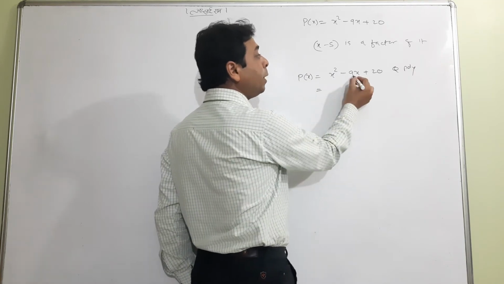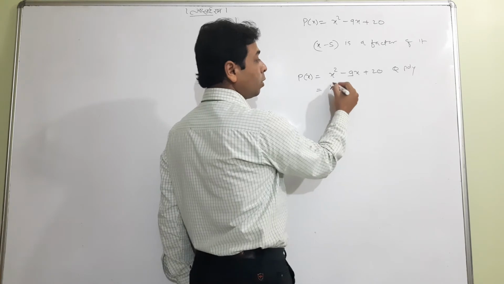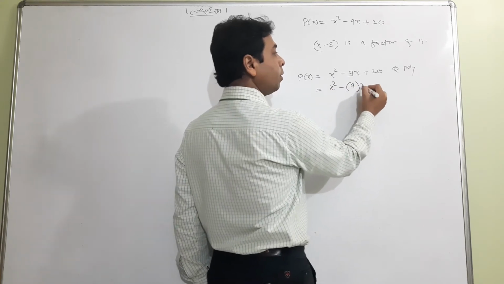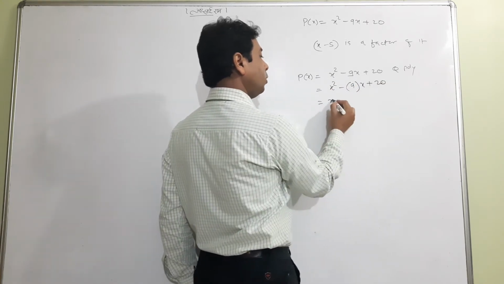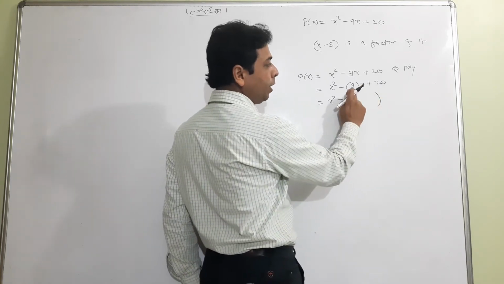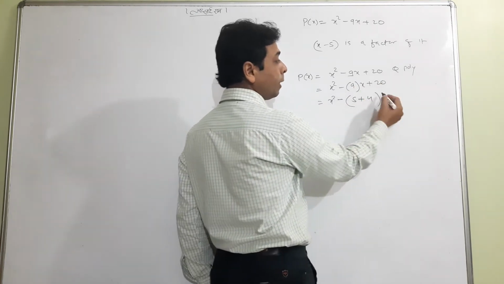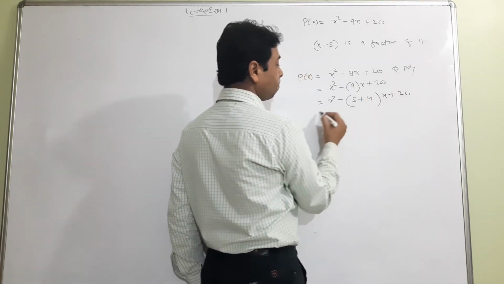When you split the middle term, what will you get? 9 in a bracket. The rule is that the addition must be 9 and the multiplication must be 20. 5 plus 4 is 9, and 5 times 4 is 20. That is middle term splitting.